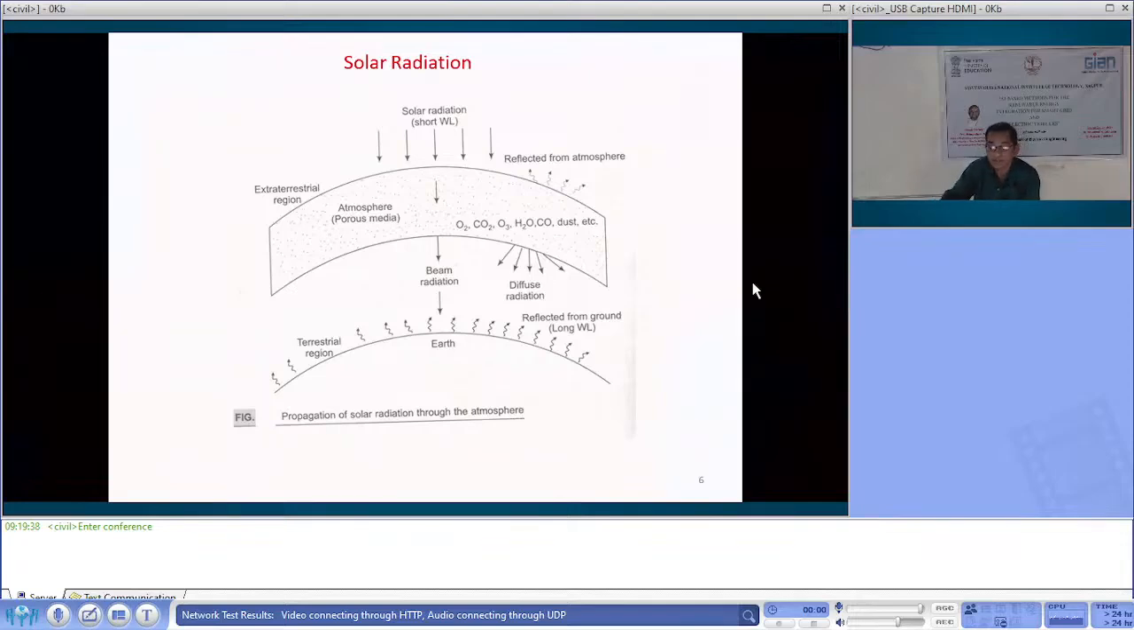If you start from the sun, the solar radiation at the top is shown as short wavelength. Then the first region is the extraterrestrial region above the atmosphere. Part of the radiation reflected from the atmosphere is shown. Then in the atmosphere we have O2, CO2, O3, H2O, CO, dust, etc.